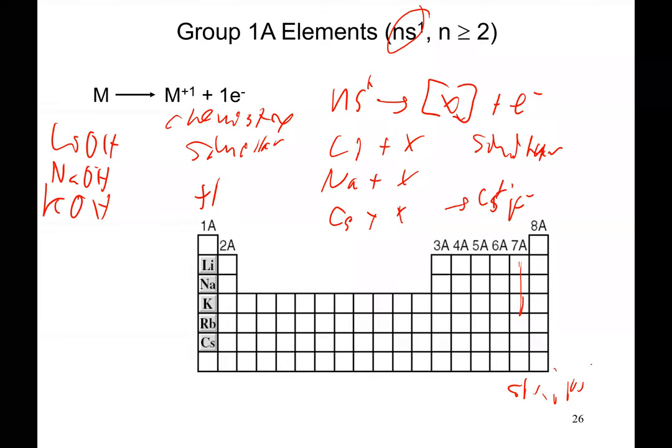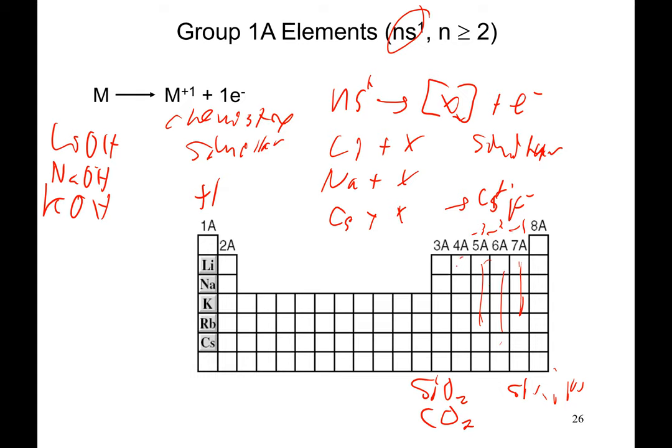Because they all want to form minus one. These are all X minus one here, then minus two, minus three. So they'll be similar as you go down too. So silicon dioxide is very similar to carbon dioxide because they're all in column four, okay? Because carbon's here, silicon's here.